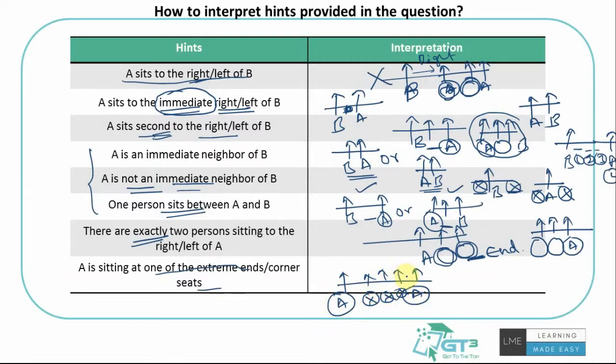Sometimes you will see a statement saying A is sitting at the extreme right side of the arrangement. That is a directly clear clue that I know that A is sitting at the extreme right side. But if the statement says A is sitting at one of the extreme ends or the corner seats, I can only interpret that A could be sitting here or here. And then based on other clues, I have to come to a good conclusion. So these are generally the standard hints that we see in the questions. Most probably these are the statements that will be repeated here, in one way or the other.